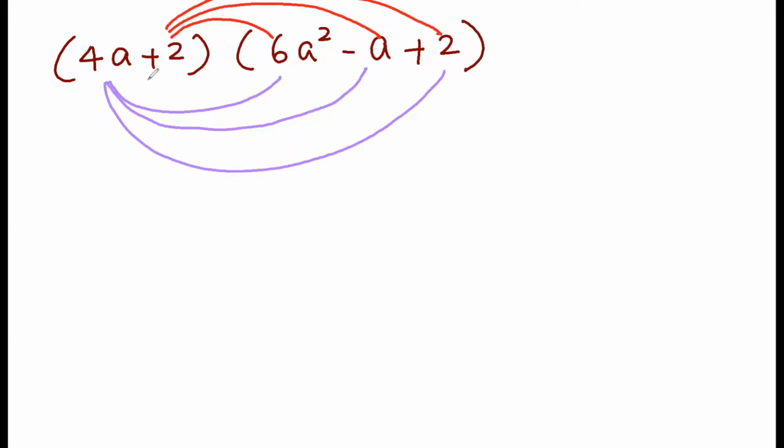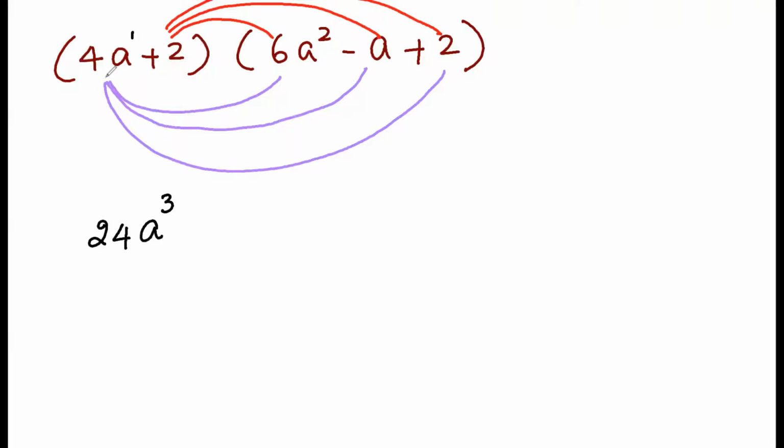So 4a times 6a squared. First, let's multiply the coefficients. So 6 times 4 is 24. And when it comes to the variable, look at the exponents. So this is a to the power of 1 and this is a to the power of 2. So we're going to add the exponents when we are multiplying, right? So 2 plus 1, that's going to be 3. So it is 24a cubed.